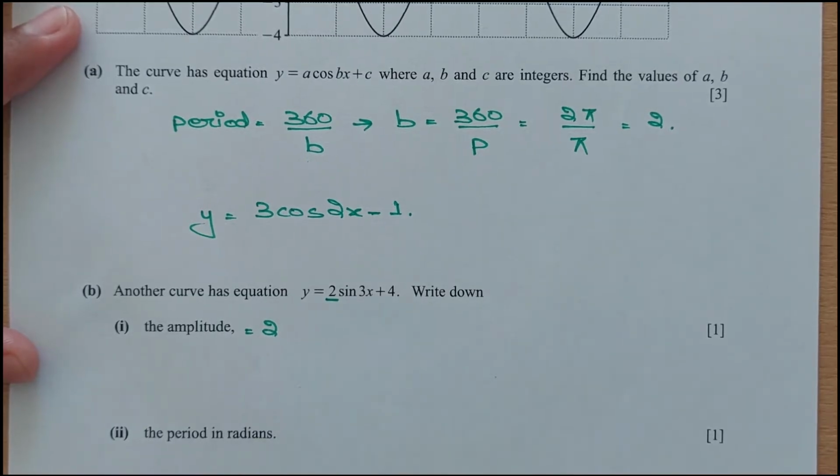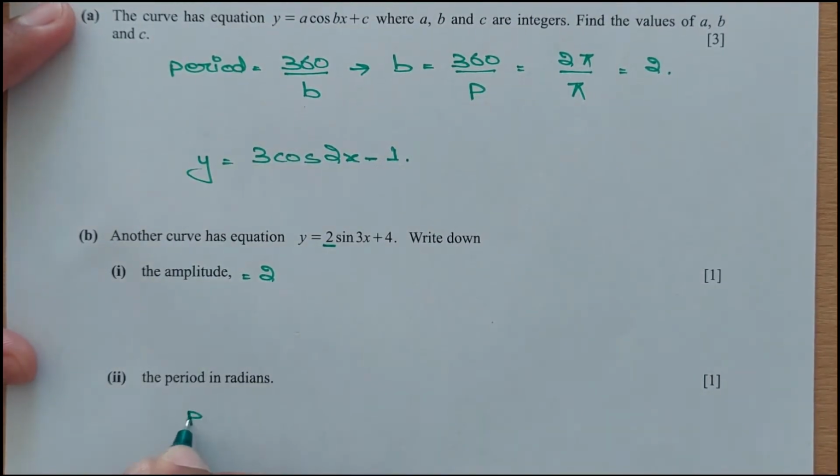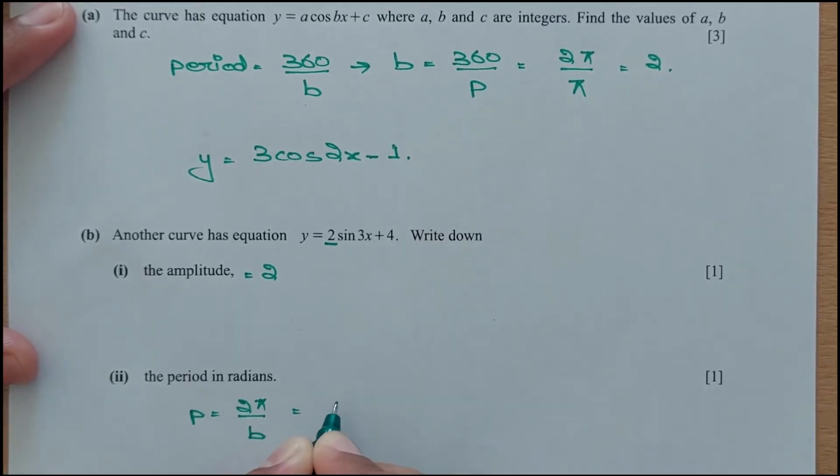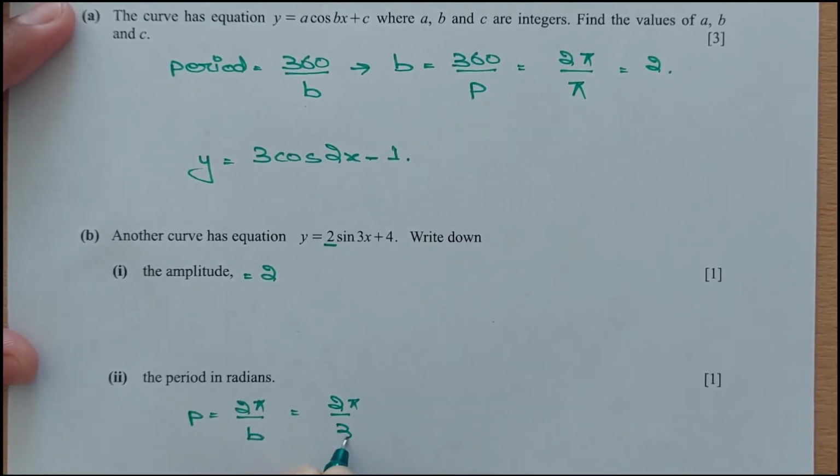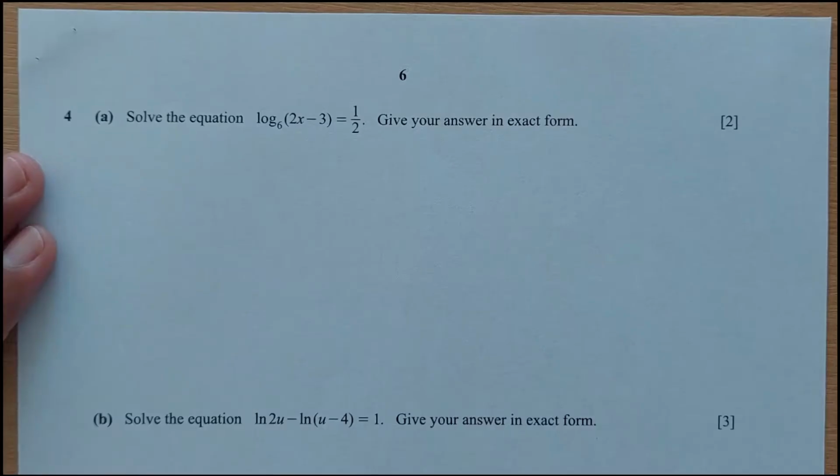Okay, so this is the b value. We use this to get the period. So period is 2 pi in terms of radians over the b value. So this is 2 pi over 3. So the period is 2 pi by 3.